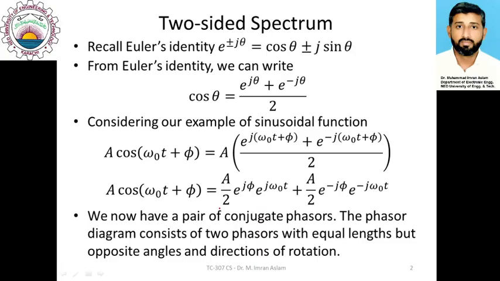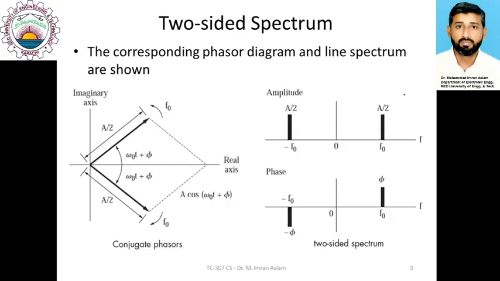The positive frequency would be used to represent this part, and the negative frequency would be used to represent the second part. And you can see that the amplitudes for both the frequencies are the same, and they are actually half of the total amplitude. So the amplitude is equally divided on both sides, and the phase angle in both cases remains the same, but with opposite signs. So if I try to plot the two-sided spectrum in this case, it would appear somewhat like this.